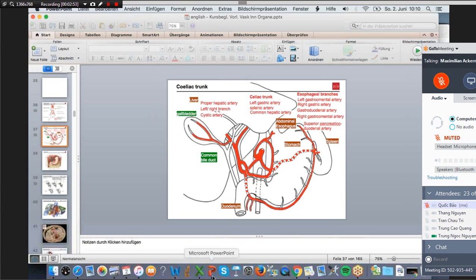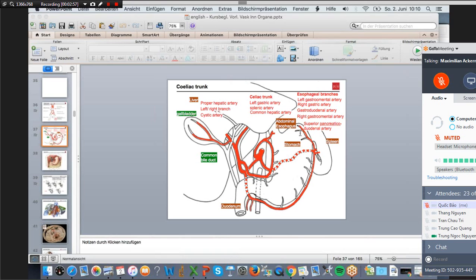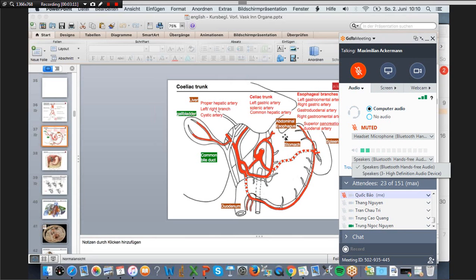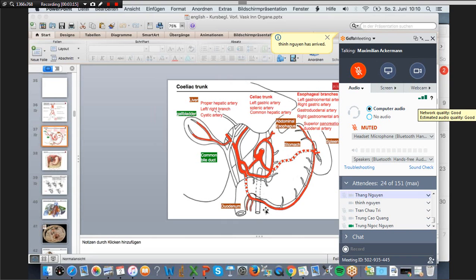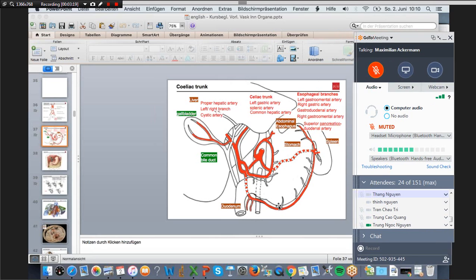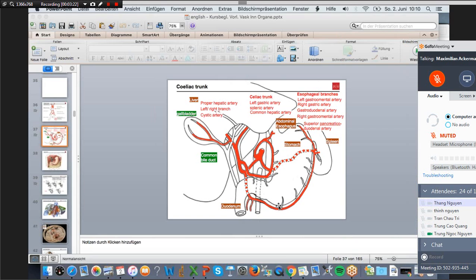Okay, so the next one is a question. This is for all the abdominal supraepigastric structures, which are supplied by the celiac trunk. The rest comes from the superior mesenteric artery, which is just here, next to the duodenum. And this is something we see on the next slide.